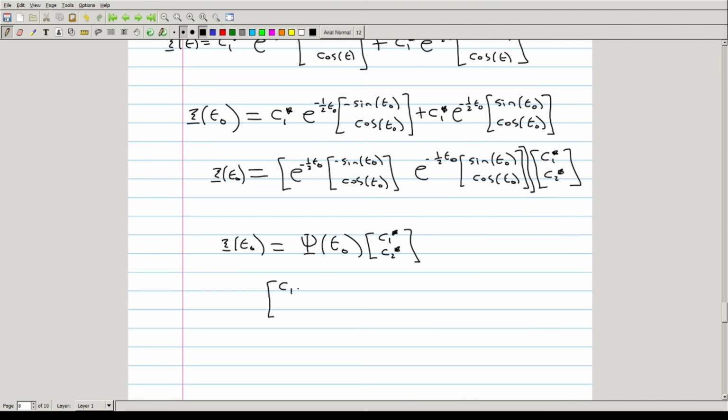So to solve for the coefficients c1 star and c2 star, you have to find the inverse of this matrix or solve this system for c1 star, c2 star. And because the columns are linearly independent from one another, this matrix is invertible. We can find the inverse. And this matrix inverse multiplied by both sides of this equation gives you the solution for c1 star and c2 star as the inverse of this matrix multiplied by the initial condition, xi naught.